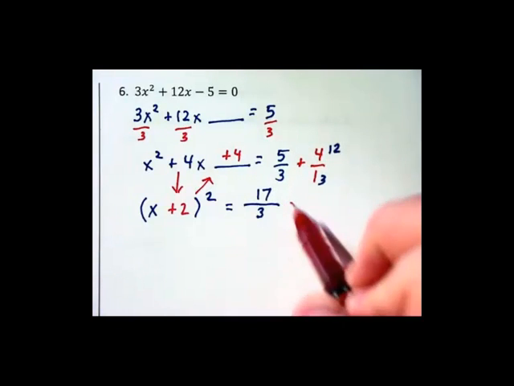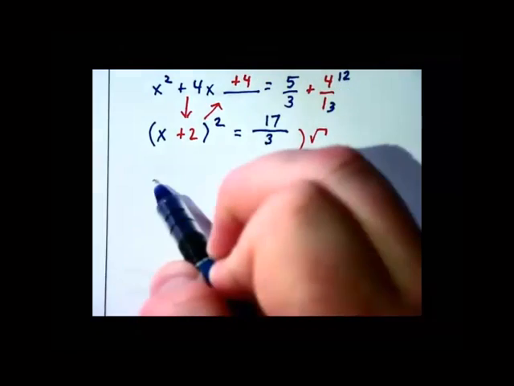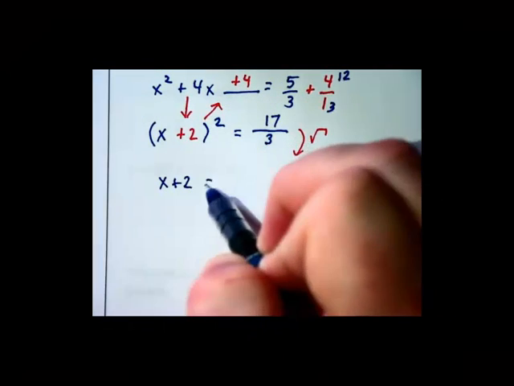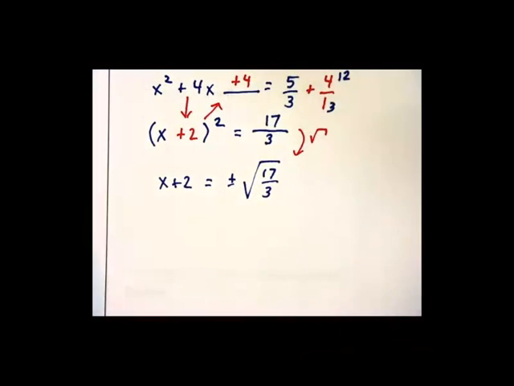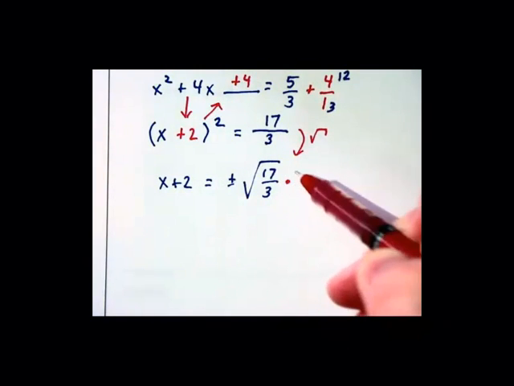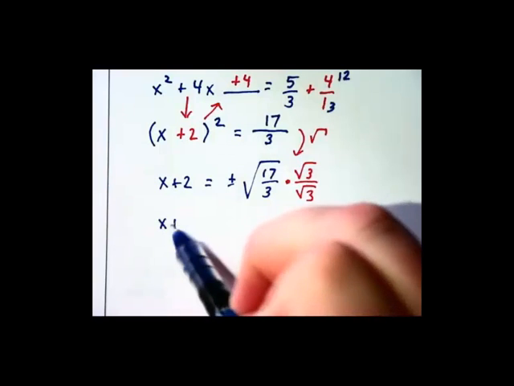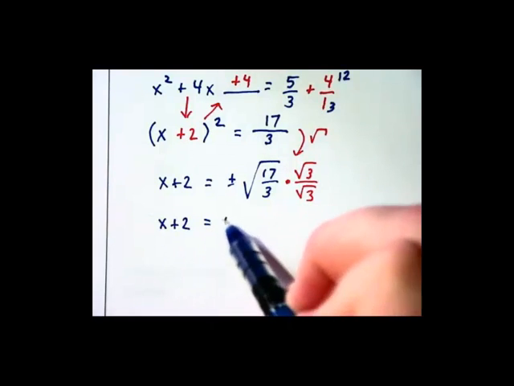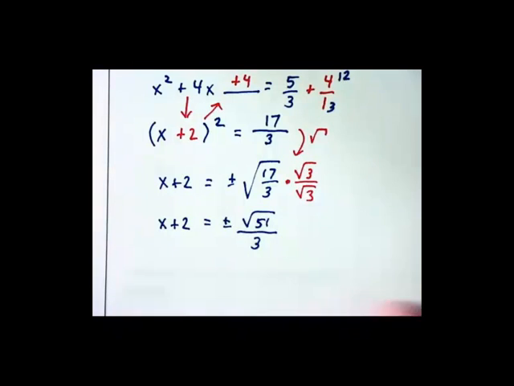Now we're able to square root each side of the equation. I'm going to slide this up for a little bit. We're going to have x plus 2 equals plus or minus root 17 thirds. This time the 3 did not square root nicely. And we can't have a radical in the denominator, so we need to rationalize the denominator multiplying by root 3 over root 3. So we're going to have x plus 2 equals plus or minus the square root of 51 over the square root of 9, which is 3.